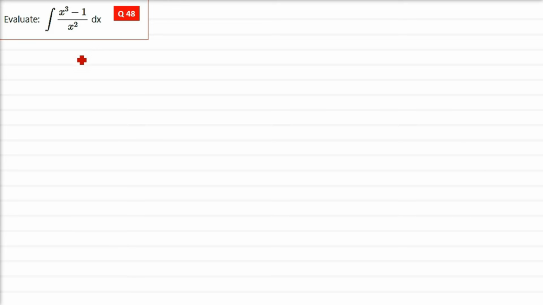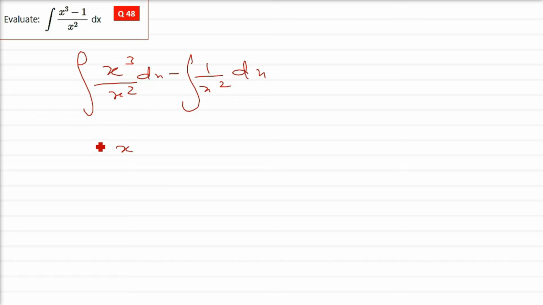Again, the same approach will be followed here. x cube minus 1 divided by x square. That is, I'm dividing the numerator into two parts along with the denominator in both the parts. So x cube by x square and 1 by x square we are integrating. x cube by x square will be x dx. 1 by x square you can do separately. It's just x raised to minus 2.